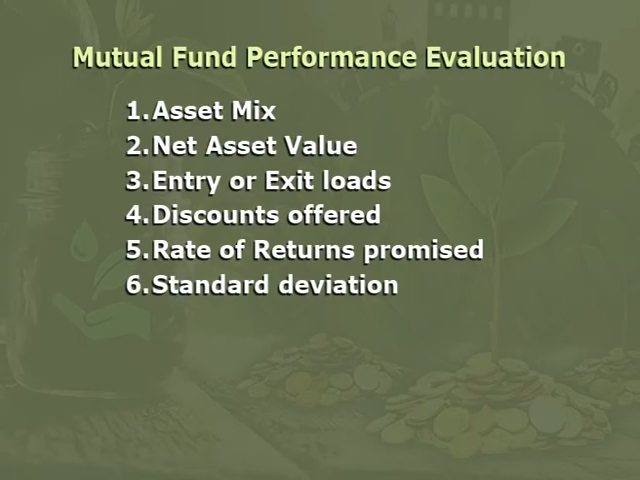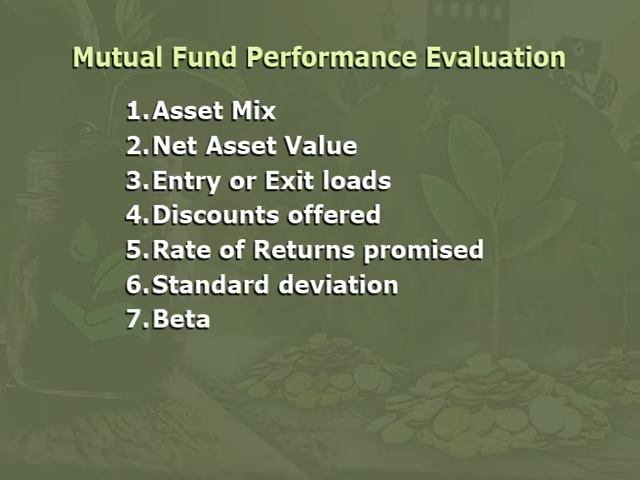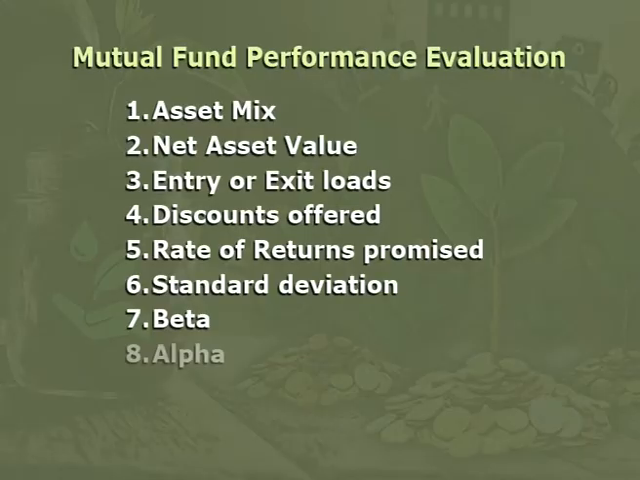Number 6, standard deviation. It refers to the fund's volatility in terms of rise and fall in its returns. It measures the risk by measuring the degree to which the fund fluctuates in relation to its mean return. Number 7, beta. It measures its price volatility relative to a particular stock market index. Number 8, alpha. It measures the extra return earned on a scheme on a risk-adjusted basis.